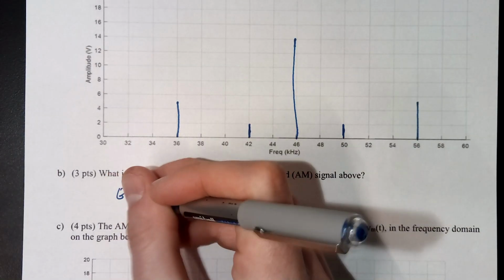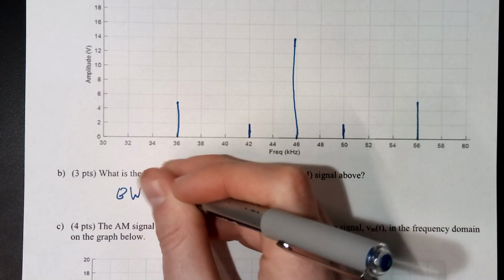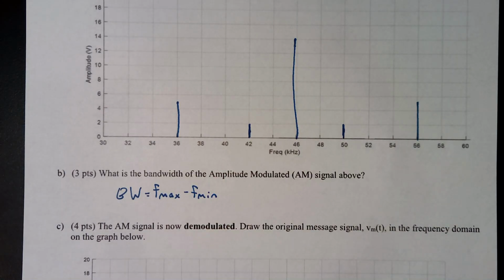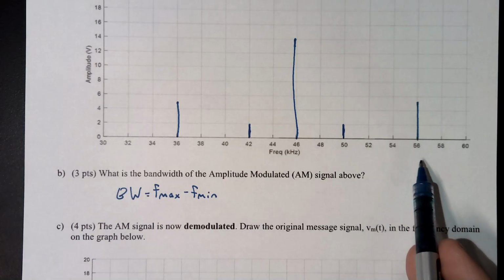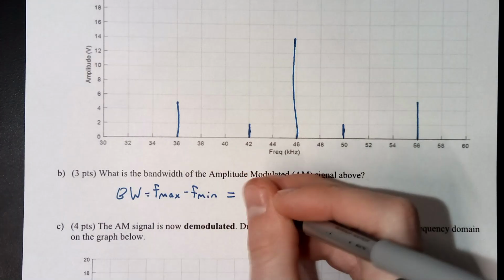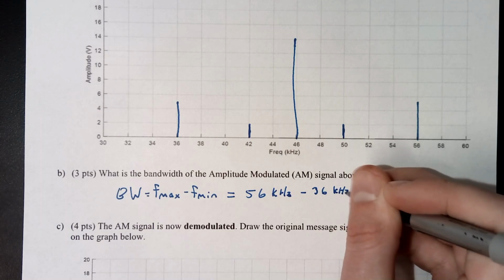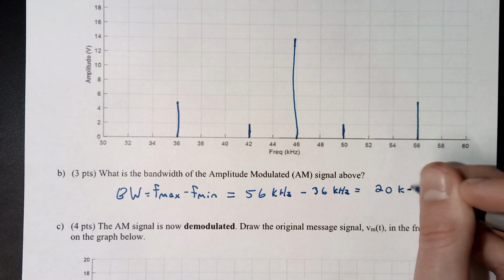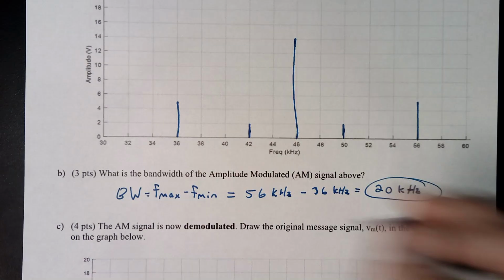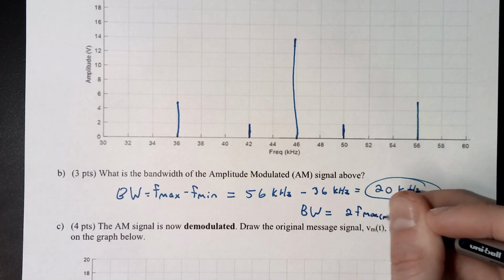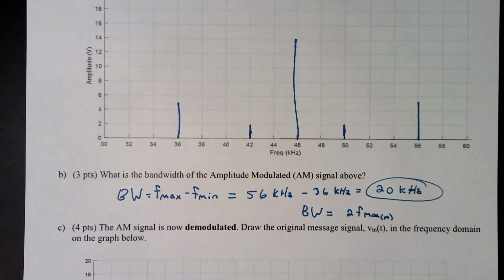So bandwidth is F max minus F min. In this case, this is the equation we should use since we have the maximum frequency and we have the minimum frequency. So this is 56 kilohertz minus 36 kilohertz, and that is 20 kilohertz. We can also use, if we have it, bandwidth equals 2 times F max of the modulating signal, right? So if we've got the information signal that we're modulating, then we can calculate bandwidth in that way as well.